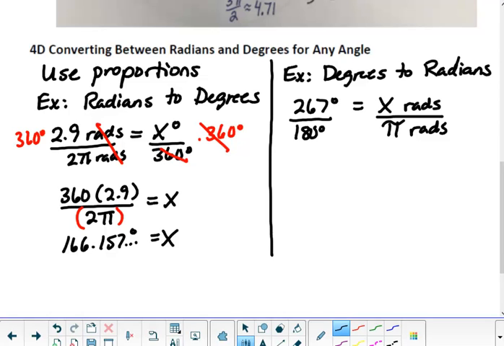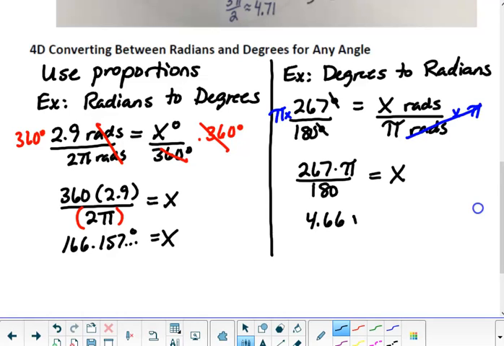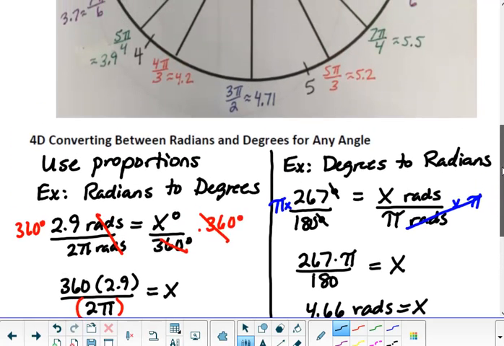And I could multiply both sides by pi, and I would end up with my degrees canceling out here, and I end up with 267 times pi over 180 equals x, and this will end up in radians. This turns out to be 4.66 radians.